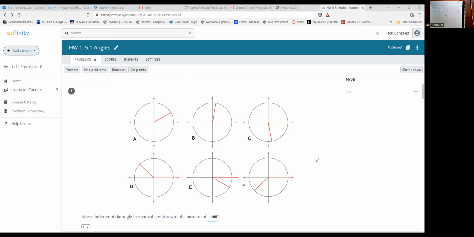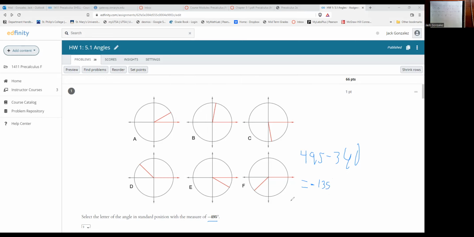Negative 360. Let's use positive numbers so we don't confuse ourselves. 495 minus 360. Let's pull out our calculator so I don't mess it up. 495 minus 360 is 135. So this is the angle we actually care about. It's negative 135.